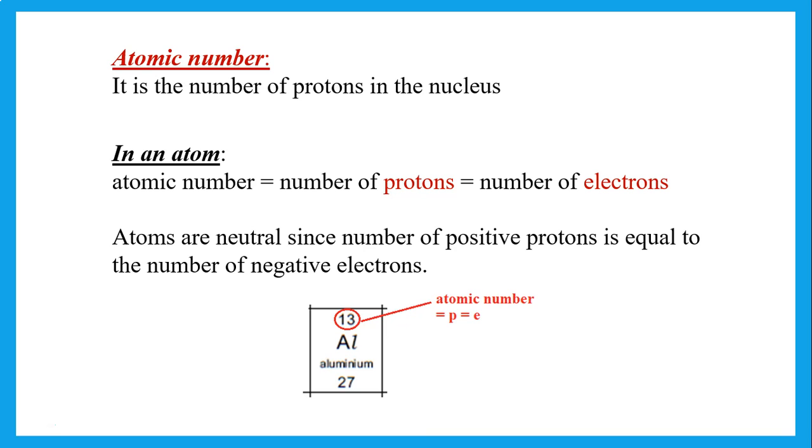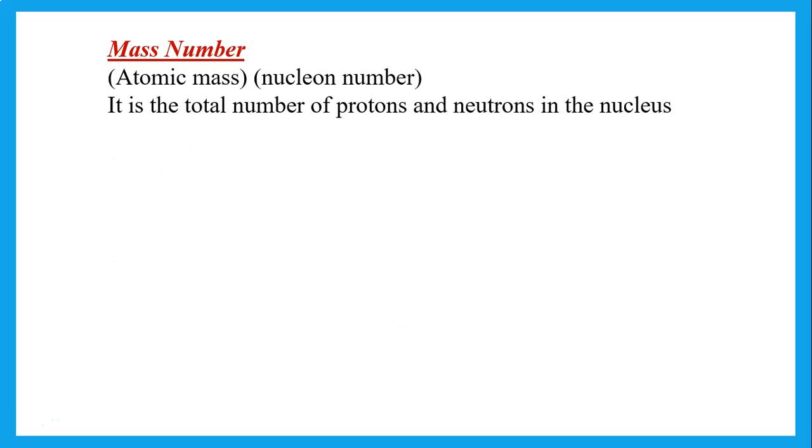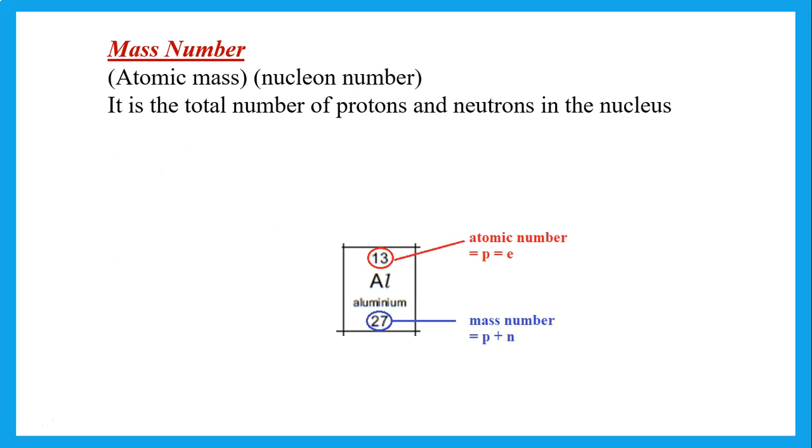So overall, the atom is neutral. Now, the other number, which is the bigger number, is referred to as mass number or nucleon number. This is the number of particles inside the nucleus, and we said that is protons and neutrons. So the definition of mass number is it is the total number of protons and neutrons in the nucleus. That means the big number, mass number, is proton plus neutron.